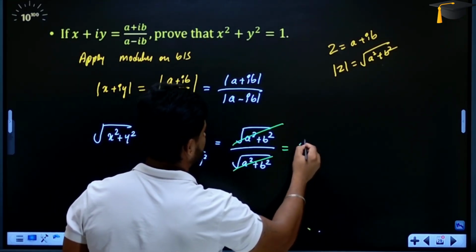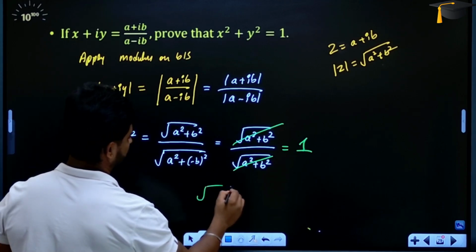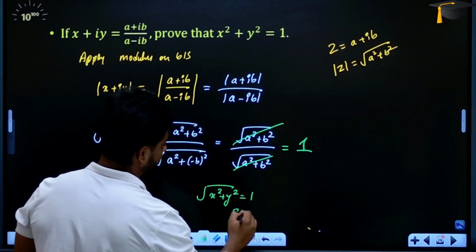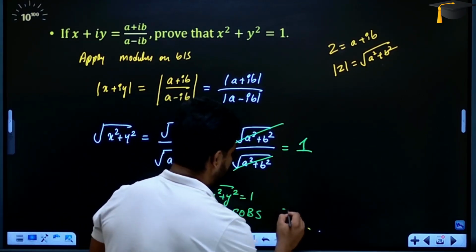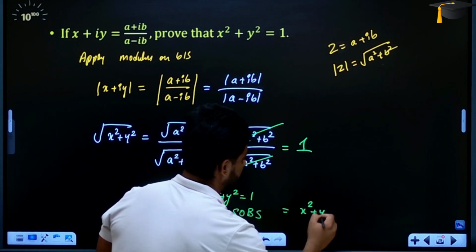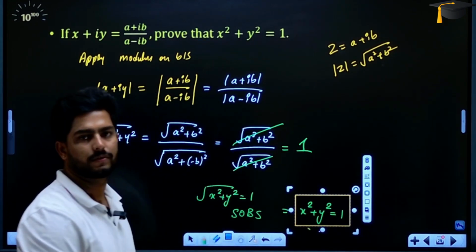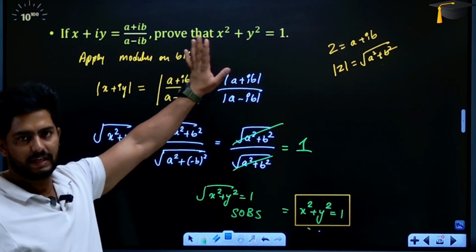What is this answer? It is 1, and that is nothing but square root of x square plus y square is nothing but 1. Do square on both sides. If you do square on both sides, you end up getting only x square plus y square is equal to 1. So that's all the answer. So x square plus y square is equal to 1. This much is enough.